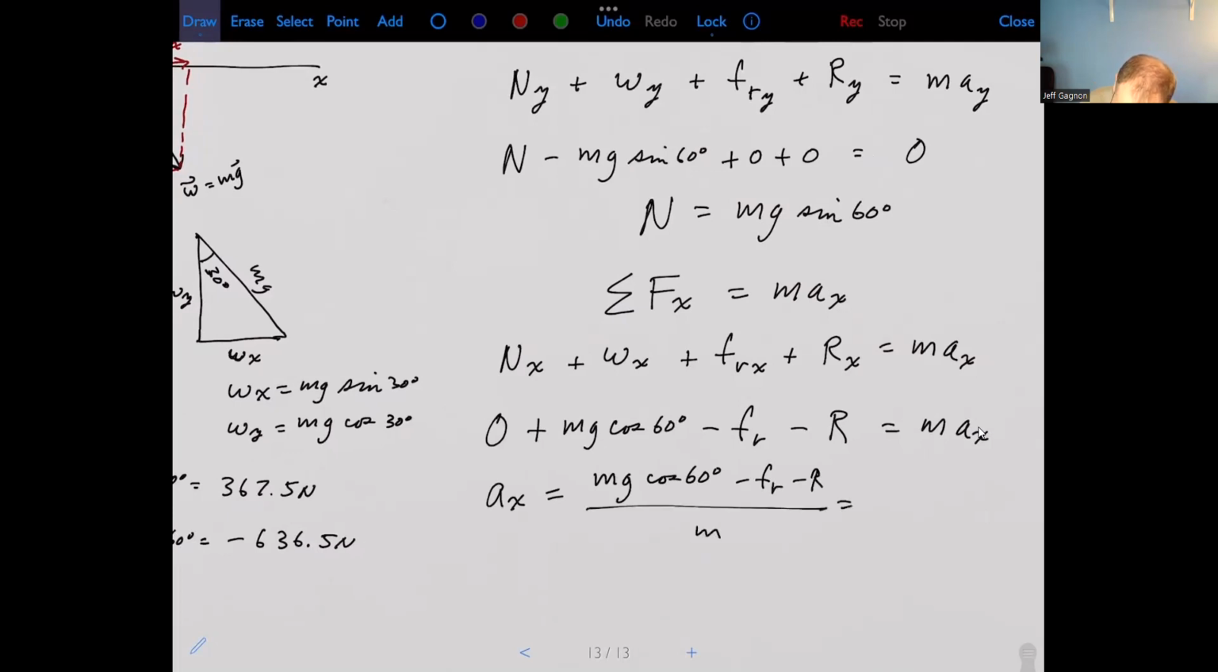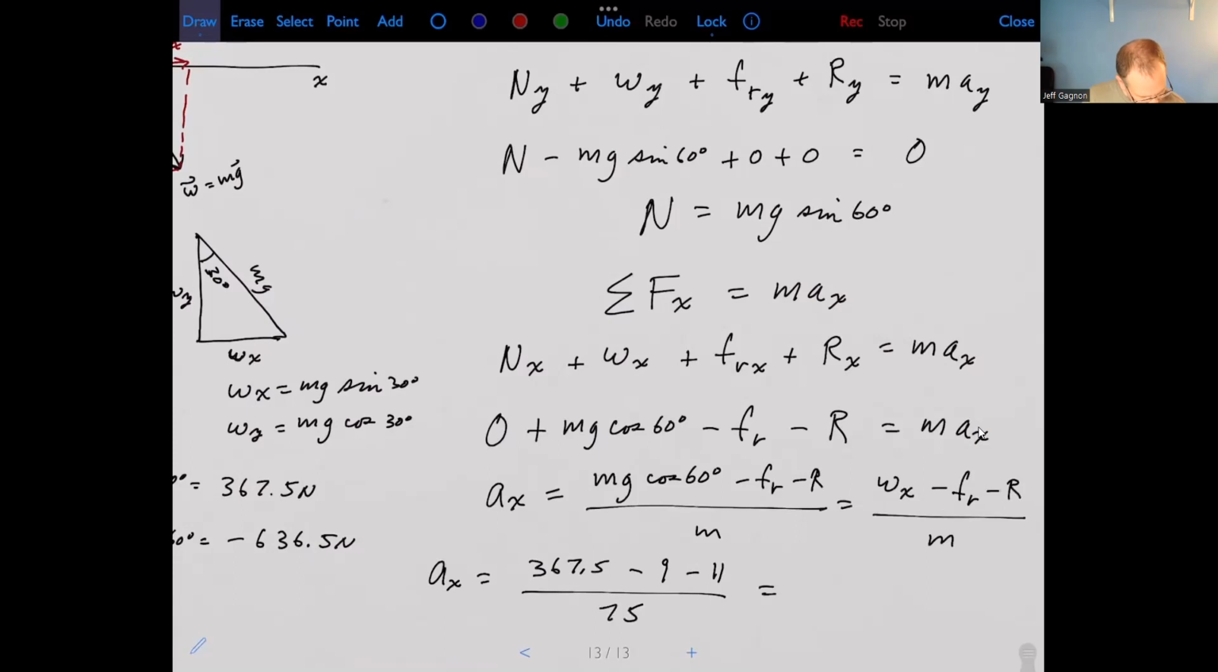Or if you want, you could write this as the x component of the weight, which I already computed, minus f_r minus R over m. All right, so let's plug in. So the x component of the weight was what? 367.5, minus the rolling frictional force was 9, minus the air resistance was 11, divided by the person's mass with the skateboard, which was 75. That's a_x. And it turns out that equals positive 4.63 meters per second squared.